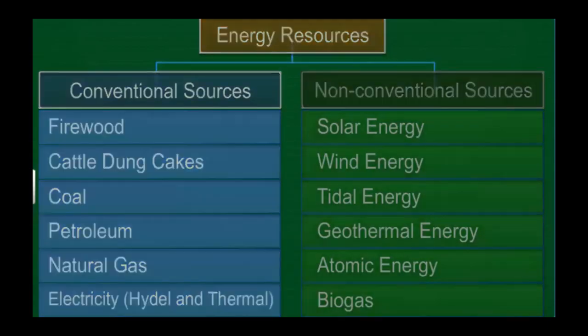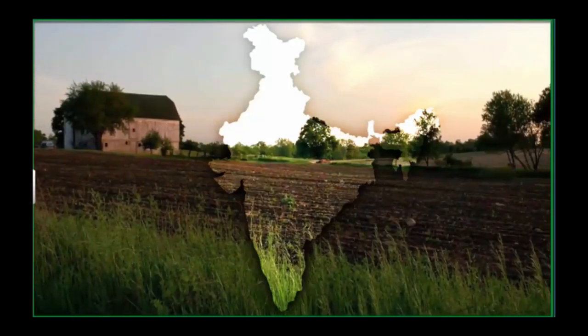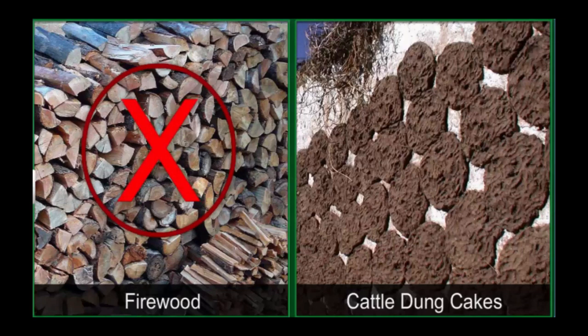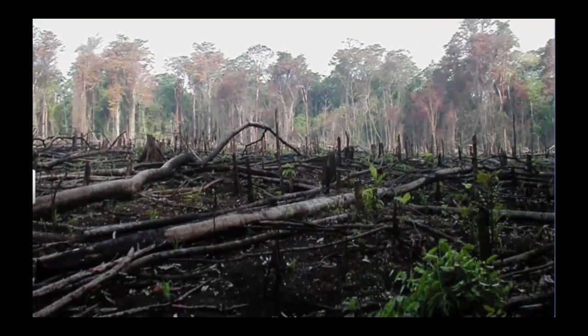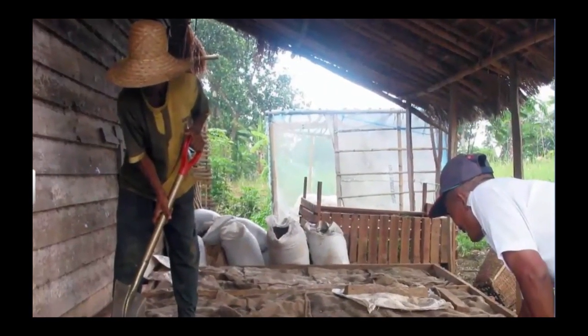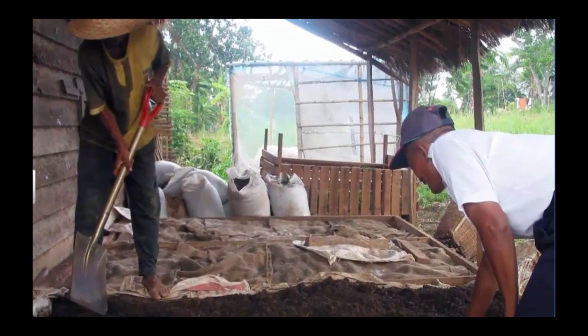In most parts of rural India, firewood and cattle dung cakes are the primary sources of energy, meeting around 70% of the total energy requirement in our villages. The use of firewood is being discouraged to preserve our shrinking forests. The use of cattle dung cakes is also on a decline, as cattle dung can be converted into more valuable manure, which is an excellent natural fertilizer.